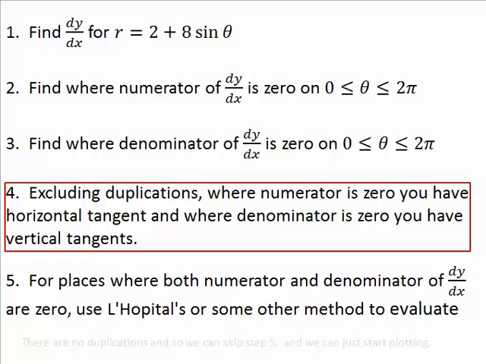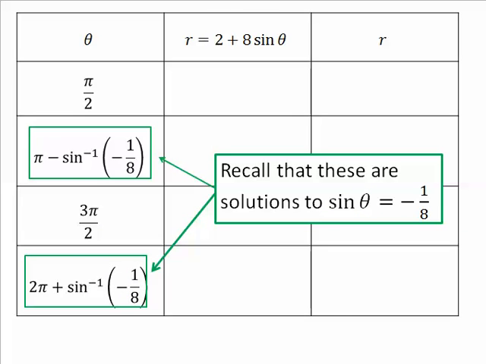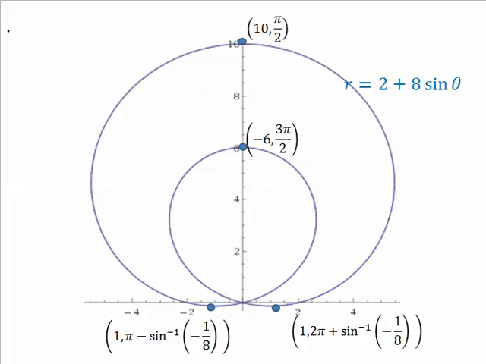Excluding duplications, where the numerator is 0, you have horizontal tangent lines. Okay, so this is where my numerator was 0, and so I just set up a table. Now recall that these two angles here are where my sine theta is equal to -1/8, and so nothing special is required for evaluating r. And then the other two angles, they're pretty straightforward as well. So you just simplify, and if you want to, you can plot the points, and they're located there.